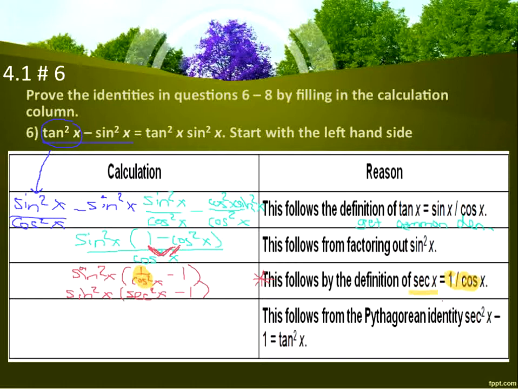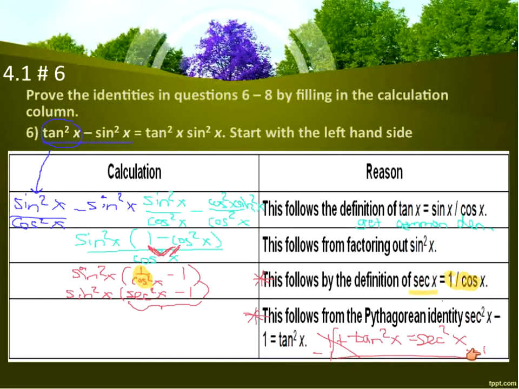Almost done. If we look at our Pythagorean identities on the chart that I passed out to you guys, one of them has a secant in it. It says 1 plus tangent squared x equals secant squared x. That's almost this right here. All they did was they moved the 1 over. So my new trig identity now says tangent squared x equals secant squared x minus 1.